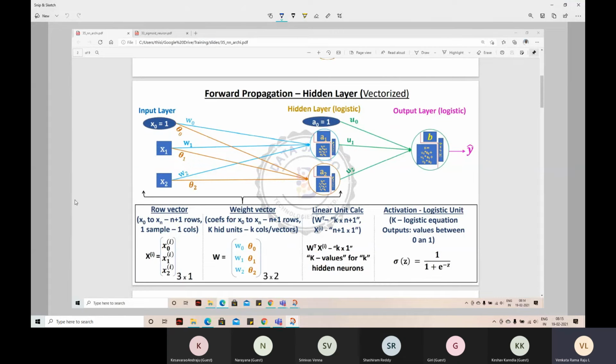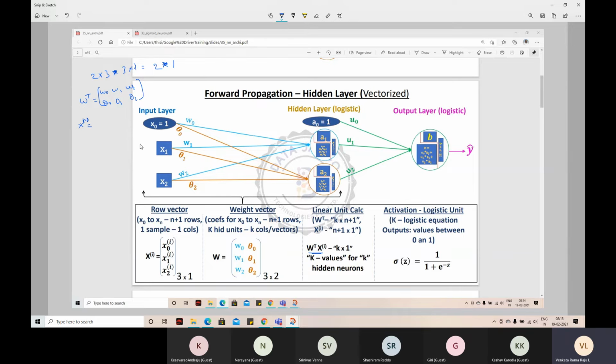So here, what I'm saying is I passed only one record. So I'm doing W transpose X. W transpose is 2 by 3 into 3 by 1, so the output is going to be 2 by 1, two rows and one column. What are those? I have shown you that. W transpose is going to be W0, W1, W2, theta 0, theta 1, theta 2. X is this only. I have taken one row vector, the first row only.